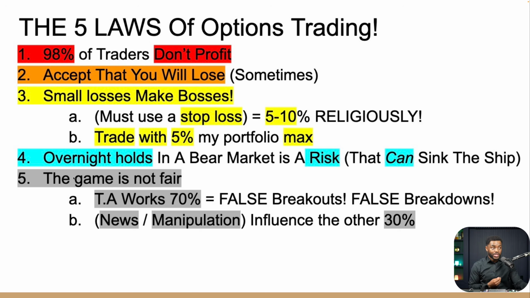Now, understand this. The game is not fair. Technical analysis is going to work 70% of the time. And that's great. What you really need is it to work 51% of the time. So then the edge is in your favor. But since it works about 70% of the time, that's even better. So that means that we can rely on it often. But we have to remember, there are false breakouts and there are false breakdowns. It looks like it's going to break out, but you know what? Things happen. Things change. So we have to put our stop loss on to protect us. What causes these false breakouts and false breakdowns? Oftentimes, news or manipulation. That influences the other 30%.